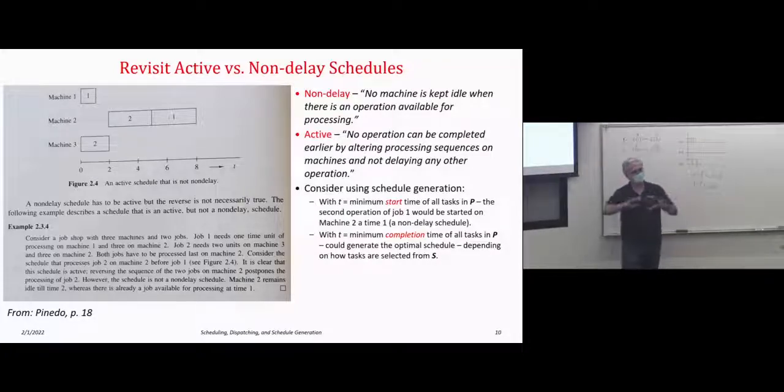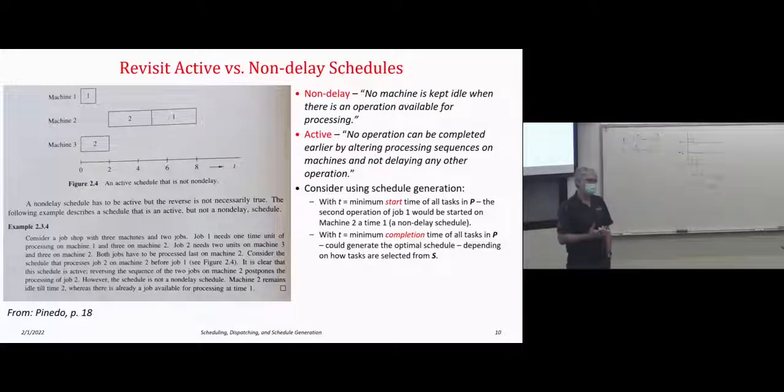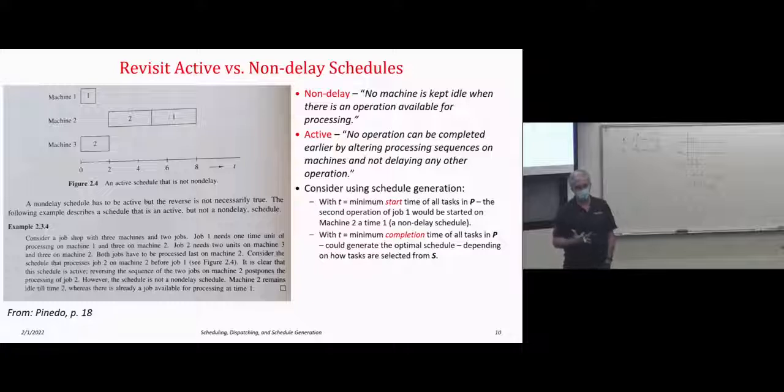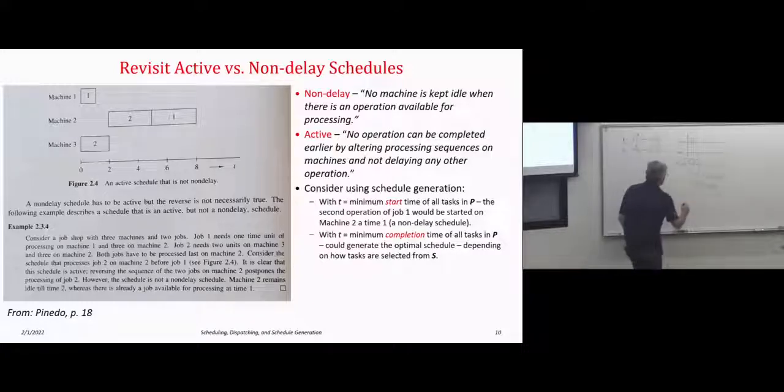Well, now we're going to expand that a little bit, and I'm going to think about the 2 basic rules that people use with schedule generation. The first one says I'm going to compute the minimum start time for each of the operations in S, exactly what we did before, but I'm also going to compute the minimum completion time. So if I do that, here's 1,2 and 2,2. Those are my 2 operations. And let's do min start.